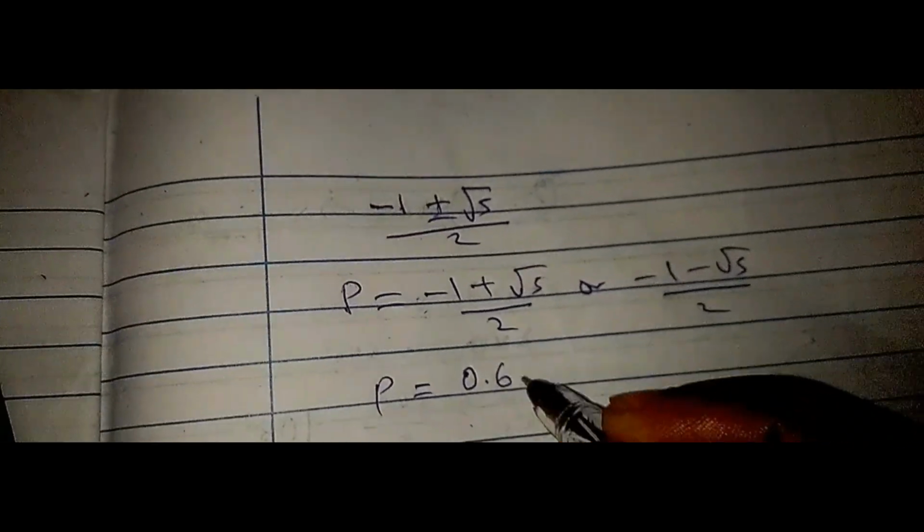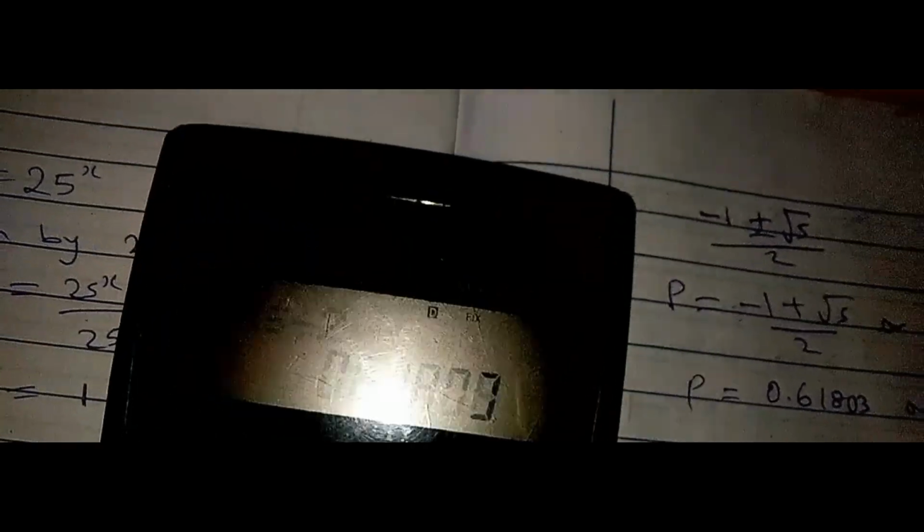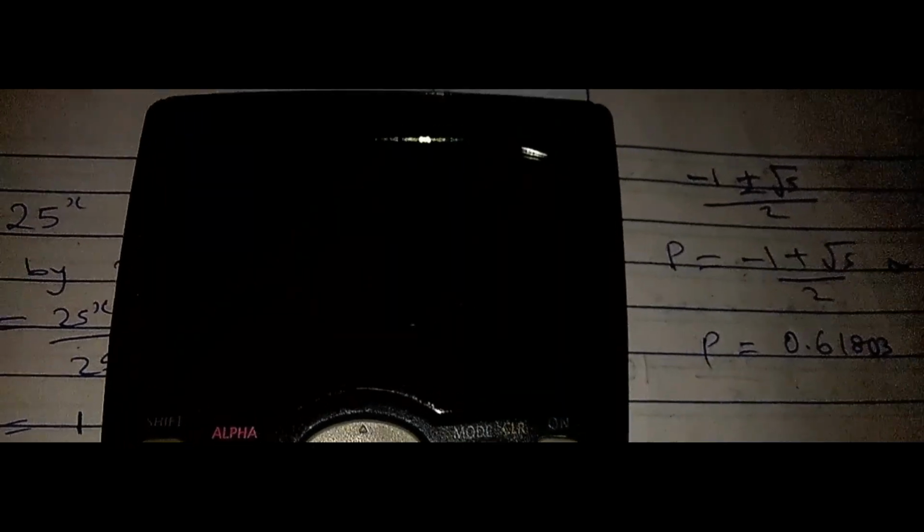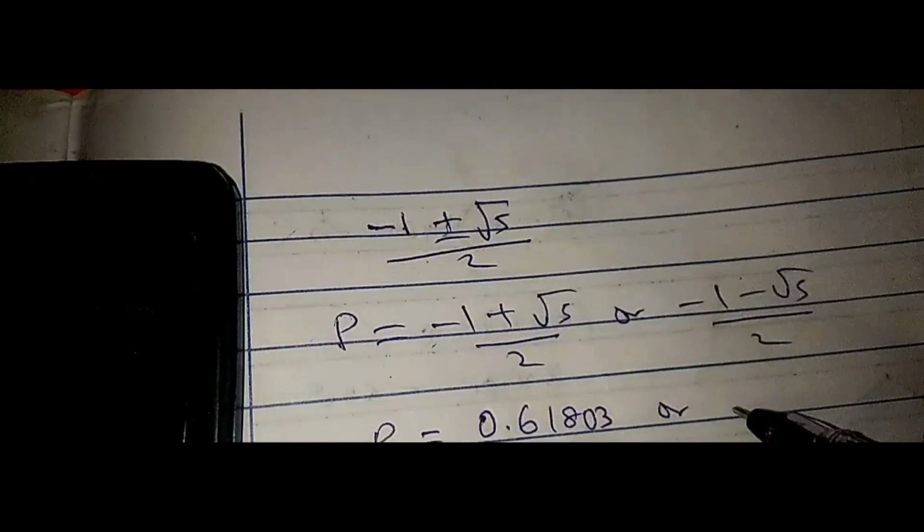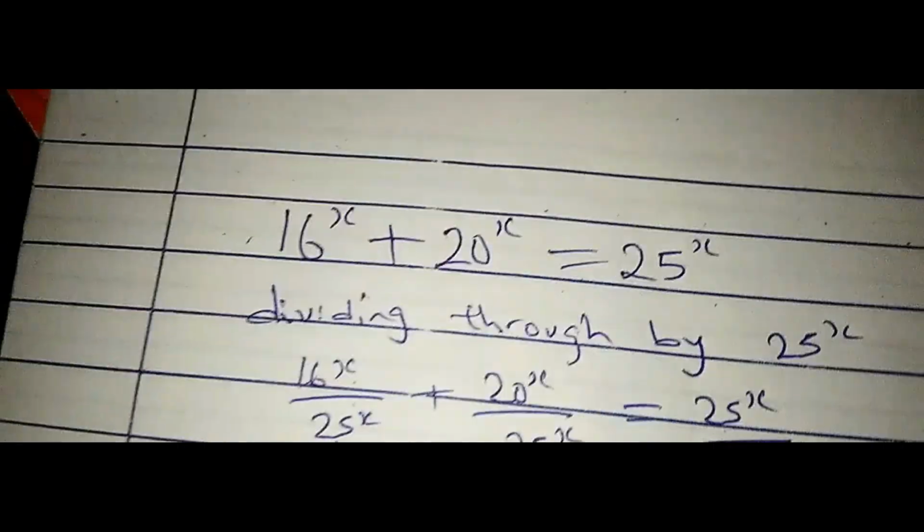Getting our calculator, minus 1 plus root 5, divided by 2, gives us 0.61803, or minus 1 minus root 5, then divided by 2, gives us minus 1.61803. Now remember, our question does not have anything called p.